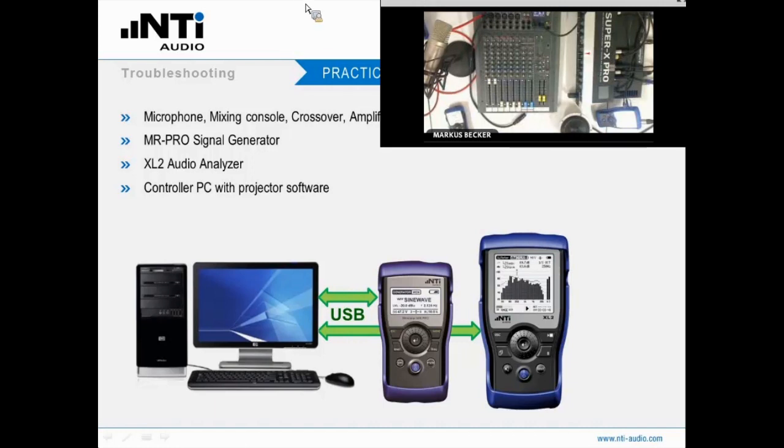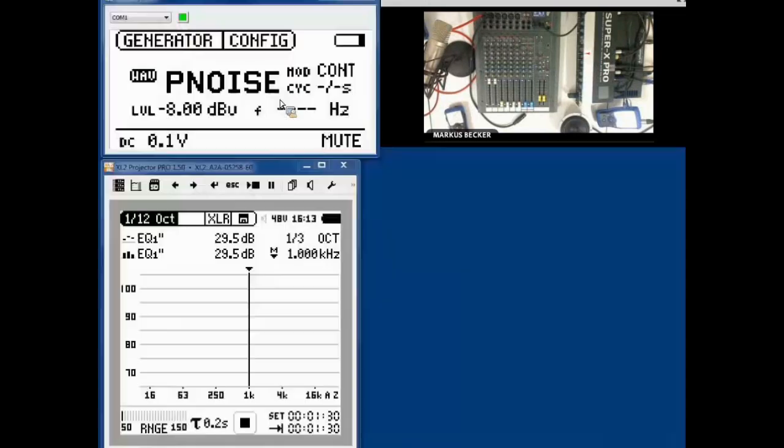The EMA Pro and the XL2 are connected to the controller PC via USB so that you will be able to watch the screen content of these two devices right away. So I just have to close this one here. Now you can see it here on top, the screen content of the EMA Pro and below of the XL2. Let us start with the features that the EMA Pro is providing.